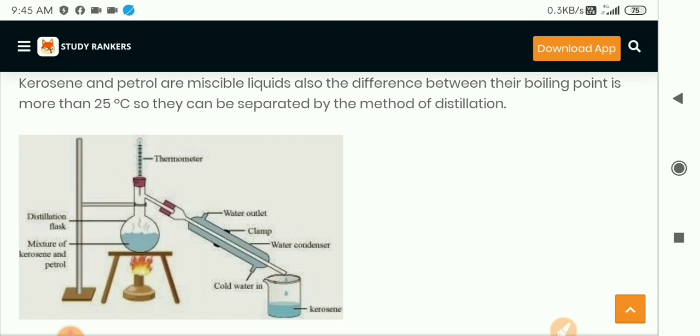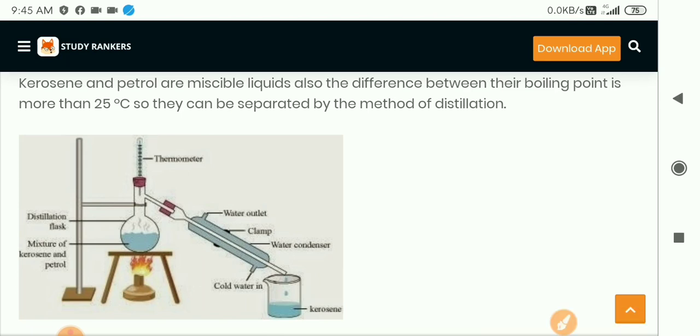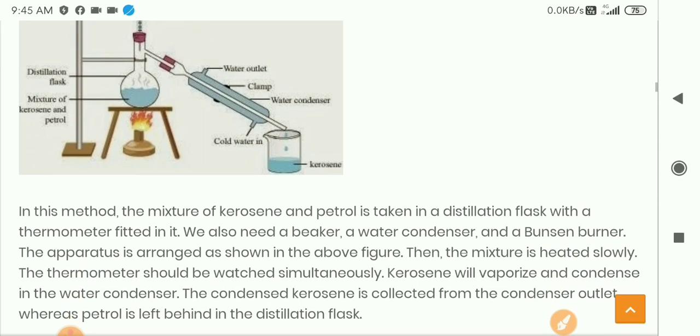Okay, so you can see that this is the method of distillation, where a thermometer is inserted, the mixture of kerosene and petrol is taken in the distillation flask, and then this is a condenser. Okay, and after the condenser this is a receiver. Okay, so the one which has the lowest boiling point will be evaporated first and collected in the receiver. Okay, so this distillation process can be used for this.